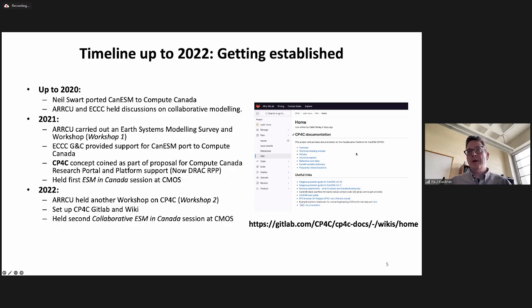Just as part of our setup, Neil set up our GitLab site, with the URL given here. And this is our basic documentation of how to get started with the model. And there's lots more material being posted there weekly.